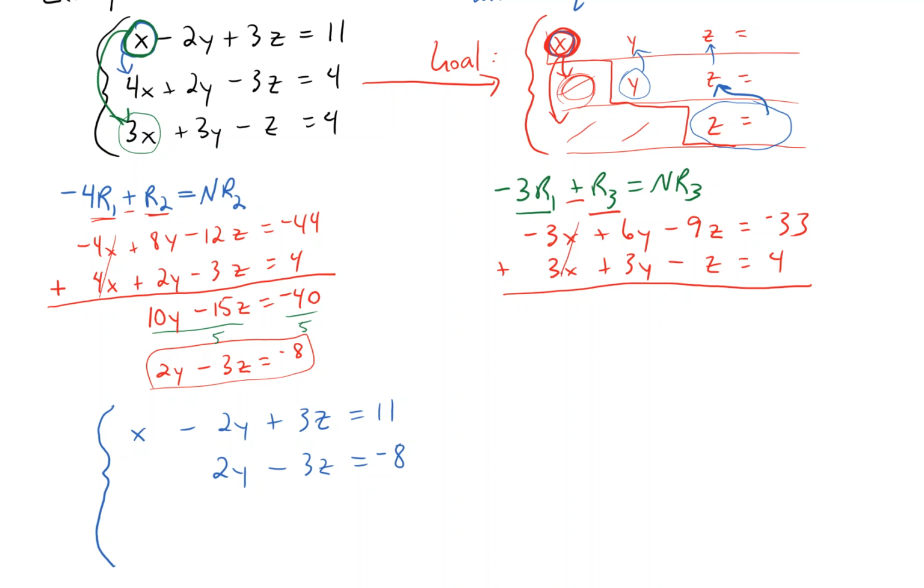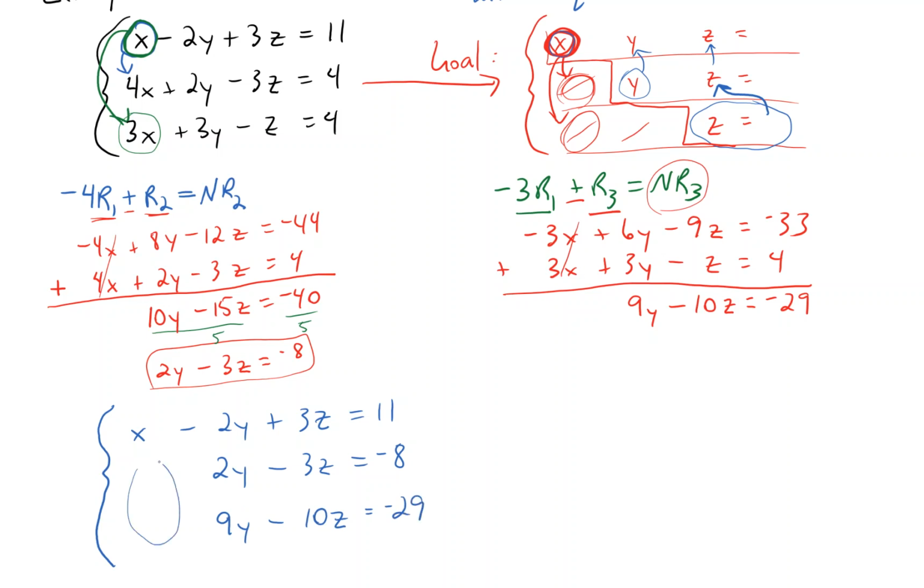My x's cancel, which is what I wanted to happen because my row 3 I don't want to have x. 6y plus 3y is 9y. Negative 9z minus 1z is negative 10z. And negative 33 plus 4 is negative 29. So that's my new row 3. Okay? So I'll copy my new row 3 and get 9y minus 10z equals negative 29.